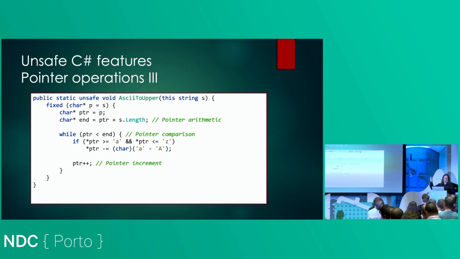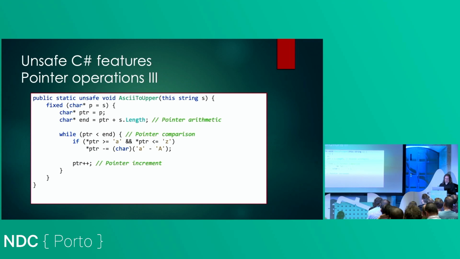I say char pointer equals p. The reason I do this, P here is one of the very rare cases. I'm not sure it's the only one, but it's definitely a very rare case where you have a local in C# that's actually read-only. You cannot change P. So if you want to do anything with that, you have to copy it first. So this is my inclusive start address of the string I want to do something with. And then I calculate the exclusive end address.